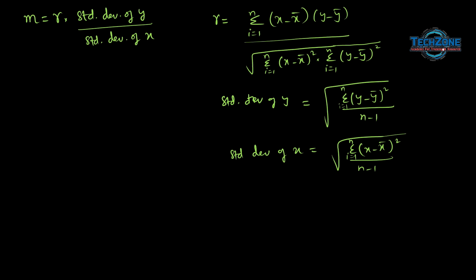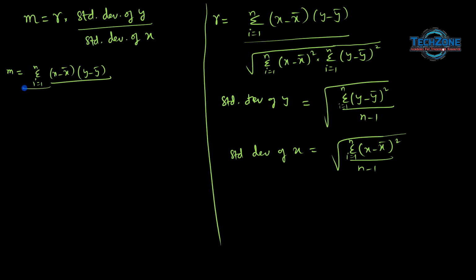let us do one thing. Let us substitute these values here. So m is equal to the r value, which is sigma i equal to 1 to n, (x minus x bar)(y minus y bar), whole divided by the square root of sigma i equal to 1 to n (x minus x bar) whole square multiplied by sigma i equal to 1 to n (y minus y bar) whole square, multiplied by the standard deviation of y.